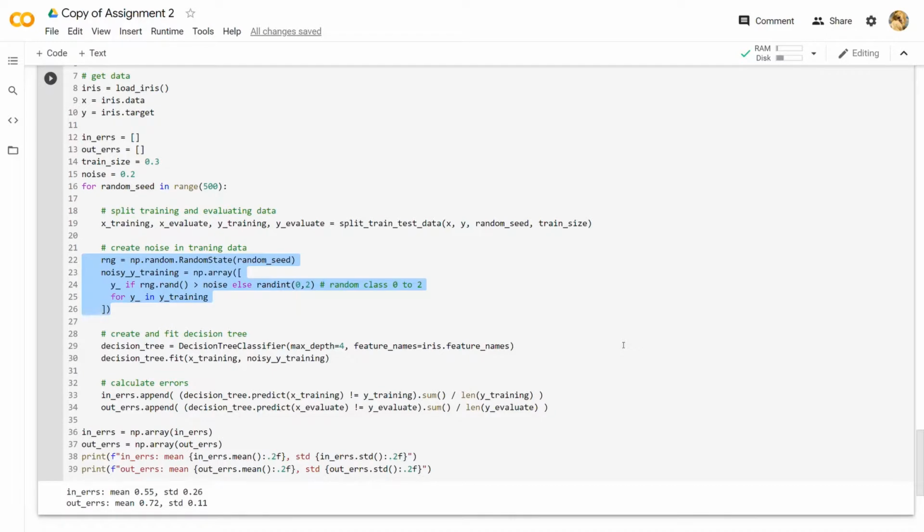If we look at the outputs, the training error rate is 55% and the evaluating error is 72%. Unfortunately, these are quite high.